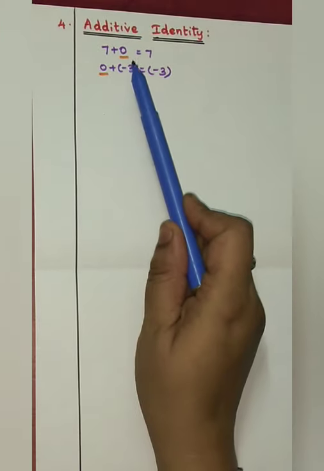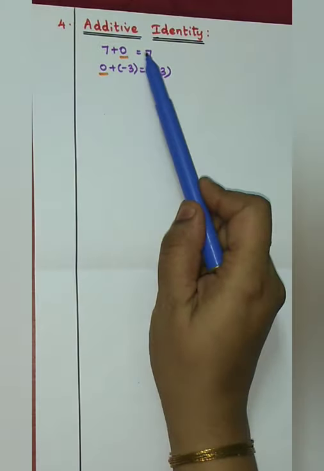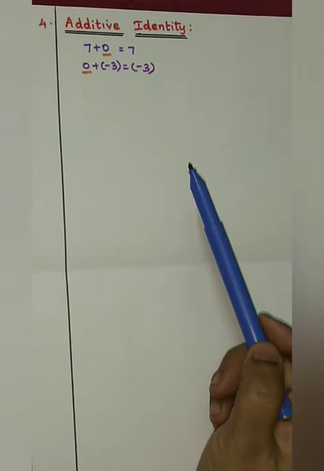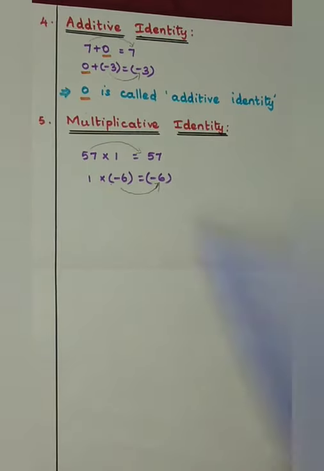What happens when 0 is added to any integer? We get the same integer. So 0 is called the identity with respect to addition or additive identity of the collection of integers.